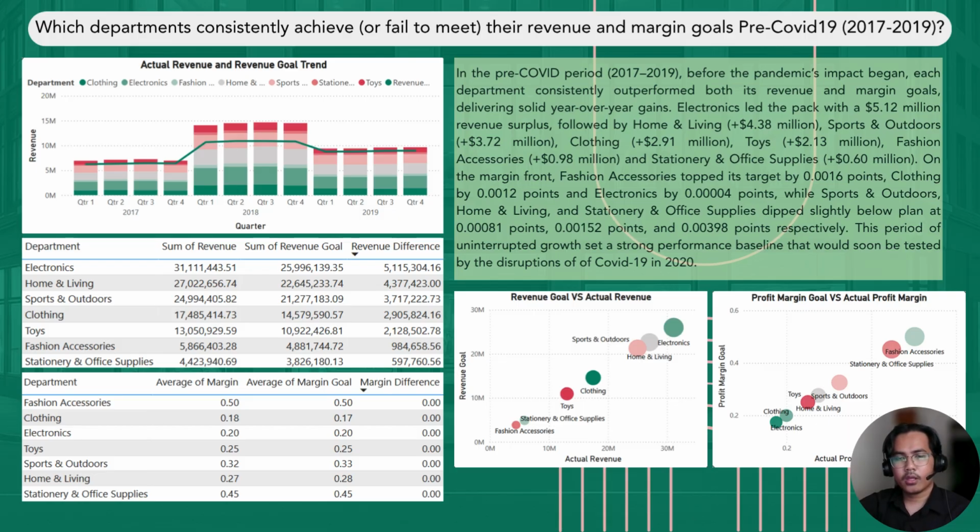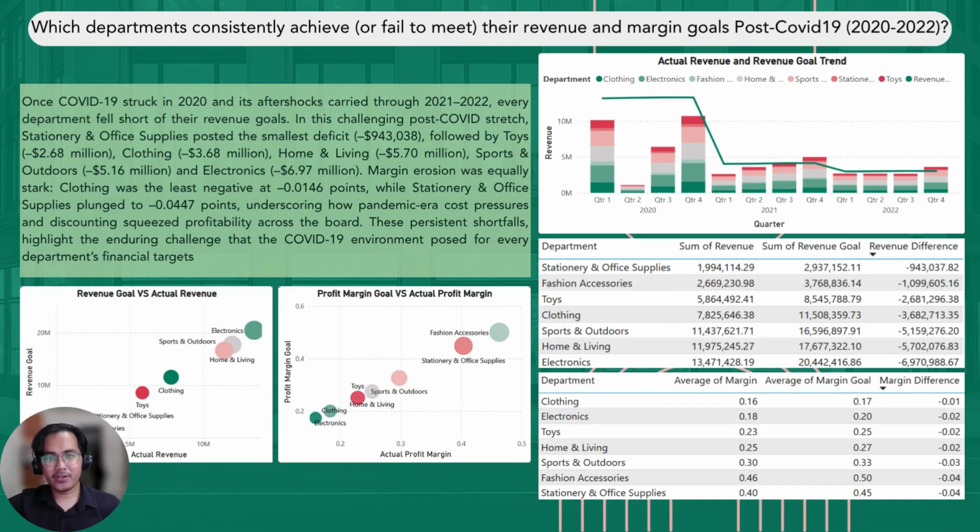And this shows that the department store was actually profitable and performing well during this period. But what happened after COVID-19? For the period after COVID-19, that is between the year 2020 up until 2022, you can see that all of the departments are actually underperforming. They missed their goals entirely in terms of revenue and margin.